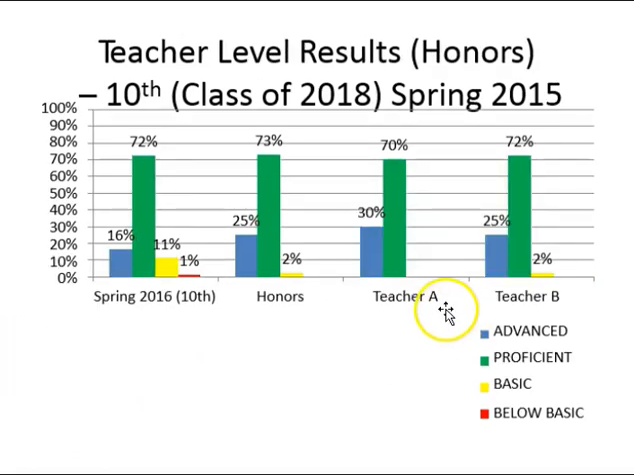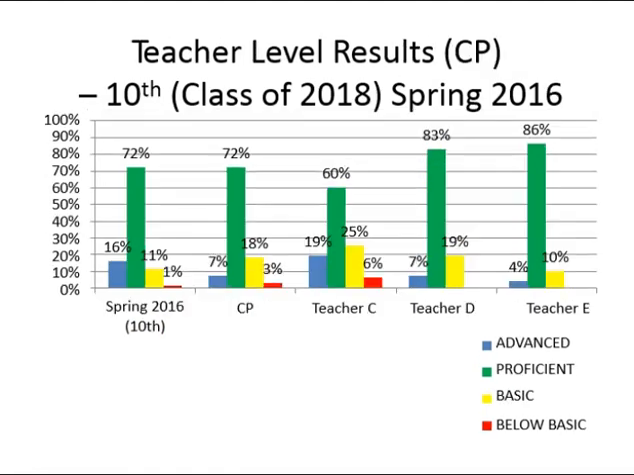We can compare by teacher. So in this case, there's 2 teachers who teach honors and they have very similar results. And this would probably indicate that our teachers are working collaboratively in their planning and in what they're doing in their classrooms, that they're getting the same results.